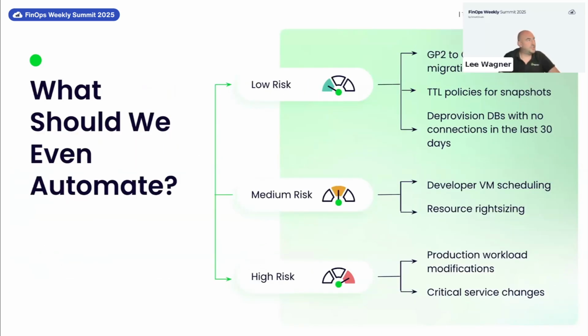So then we have to start to think about what we should even automate, especially based on risk. What we like to think about is 3 levels: low, medium, and high risk. A low risk task might be things like TTLs on old snapshots, or medium risk could be things like right sizing resources, which has a potential but manageable impact on your services. And a high risk task would be anything that touches critical revenue generating services.